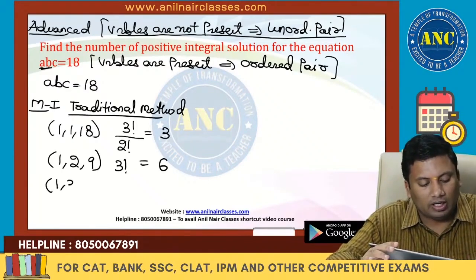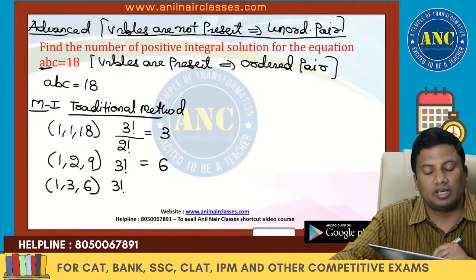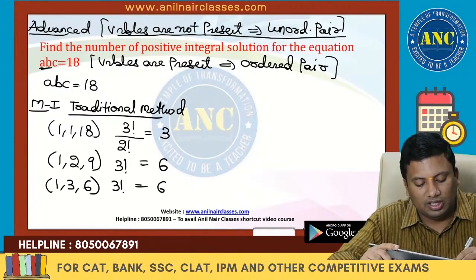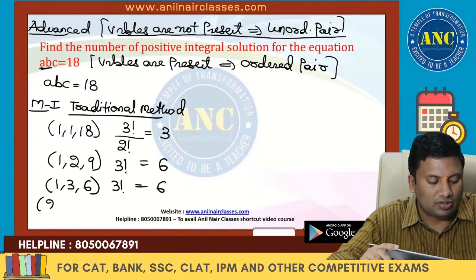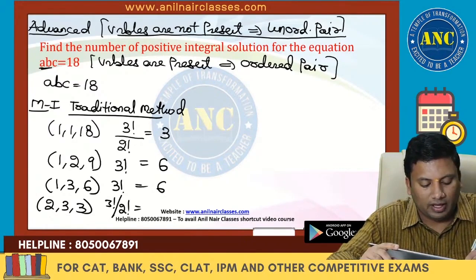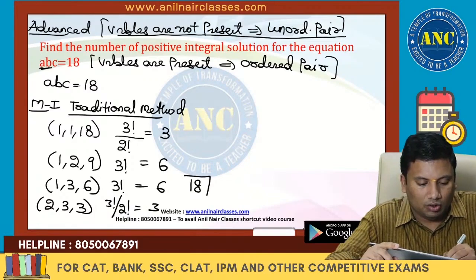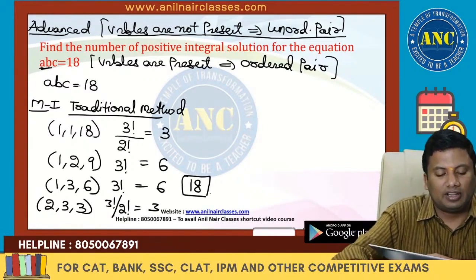Next one, 1 comma 3 comma 6. 3 numbers can arrange among themselves in 3 factorial, which is again 6 ways. Next one, 2 comma 3 comma 3. 9 2s are 18. 3 factorial by 2 factorial, it is 3. So total, how many are there? Total 18 positive integral solutions are there for this equation.